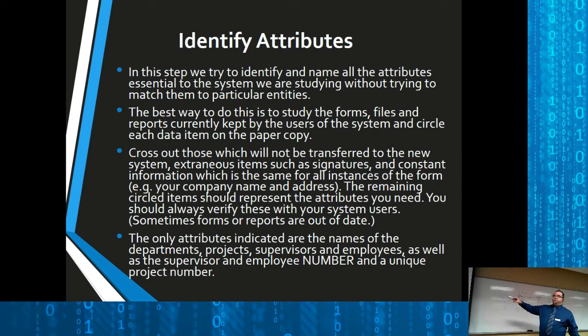So what you end up doing is you cross out the stuff. In actual fact, next week I actually go through this process, literally on the screen. You cross out which aren't going to be transferred to the new system. So for example, if you have a form and it has the word signature on it, cross it out. Why? That's not something you transfer to the database. You shouldn't keep an actual digital copy of the person's signature. That's kind of wrong.